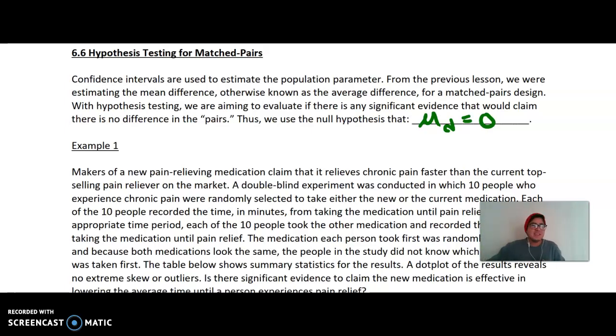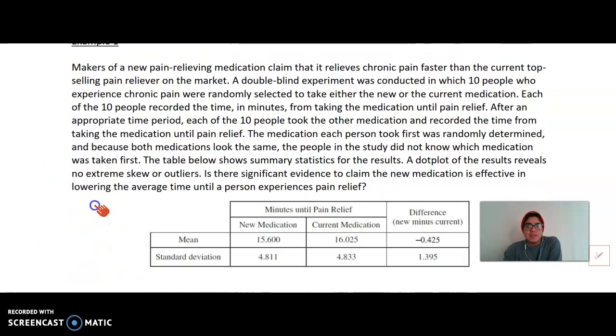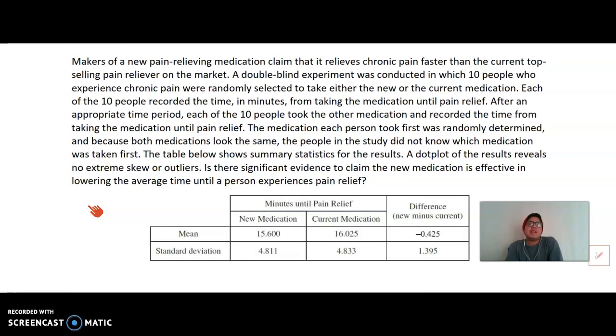But let us take a look here at an example of a matched pairs type of experiment, similar to the one I was describing. Now here, makers of a new pain-relieving medication claim that it relieves chronic pain faster than the current top-selling pain reliever on the market. A double-blind experiment was conducted in which 10 people who experienced chronic pain were randomly selected to take either the new or the current medication. Each of the 10 people recorded the time in minutes from taking the medication until pain relief. After an appropriate time period, each of the 10 people took the other medication and recorded the time from taking the medication until pain relief.